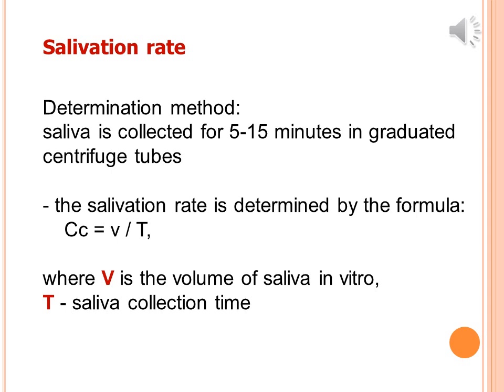As I said, the properties of saliva will affect the remineralization process. The first one is salivation rate. How to determine the rate of salivation? Saliva is collected for 5 to 15 minutes in graduated centrifuge tubes. The salivation rate is determined by the formula V divided by T, where V is the volume of saliva in the tube and T is the saliva collection time.